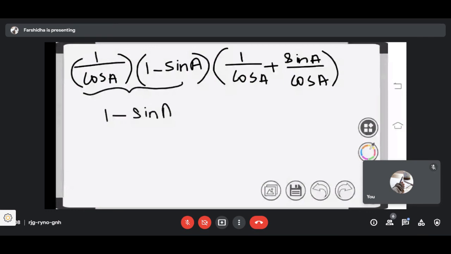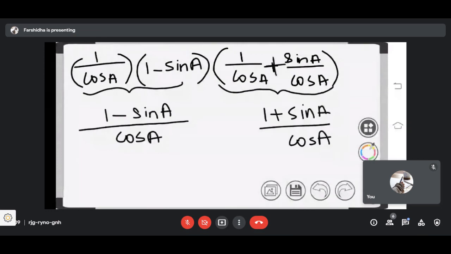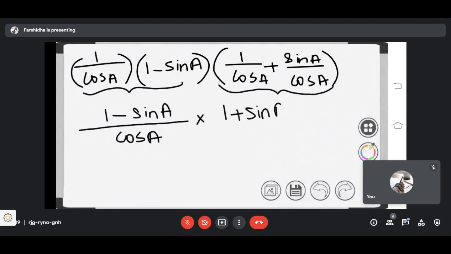Common cos A. 1 by cos A plus sin A by cos A, I can write 1 plus sin A. Since this is addition and the denominators are the same, I can write it together over cos A. So I am writing it together, into 1 plus sin A by cos A. Okay. Now this is multiplication.